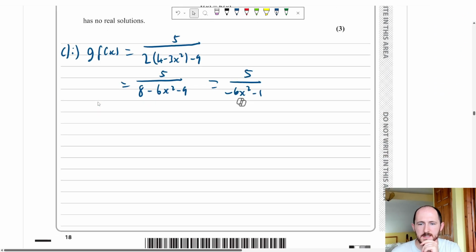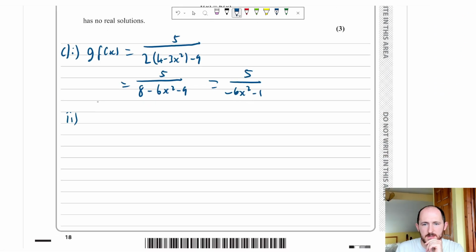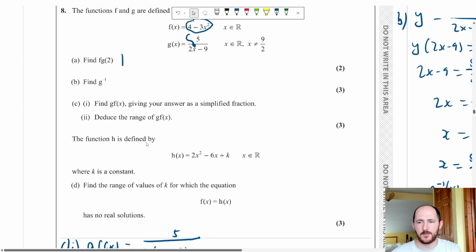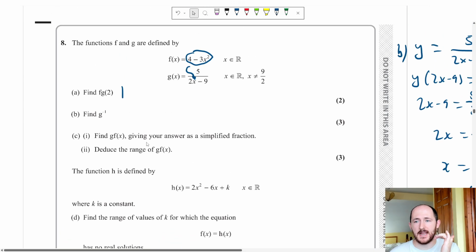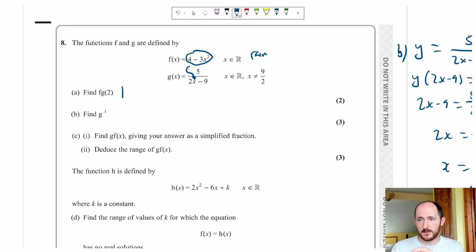And then for part 2 it says deduce the range. So, let's have a think about how we can do the range. There's quite a few different things you can do for the range. The first thing you want to check is, is there a domain? So can you see that we've subbed in f of x into g of x? The range of f of x is now the domain of g of x.